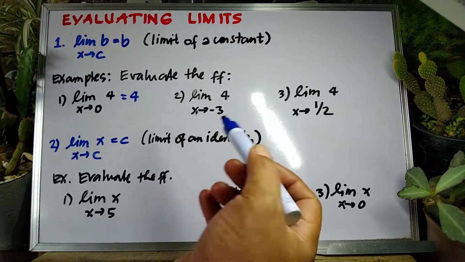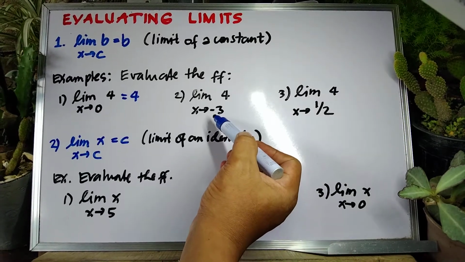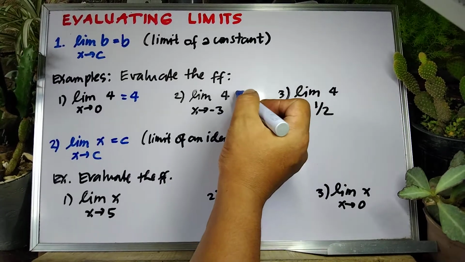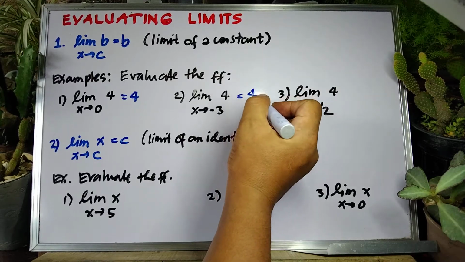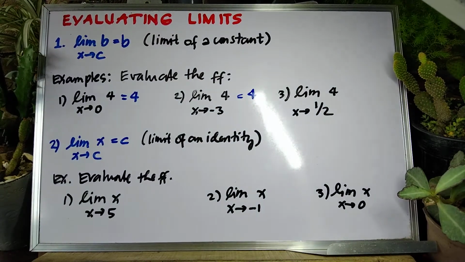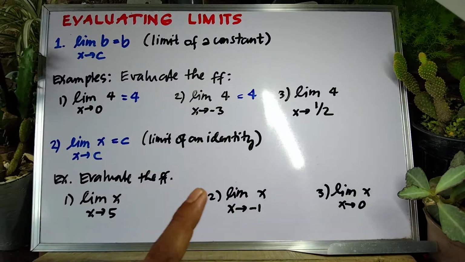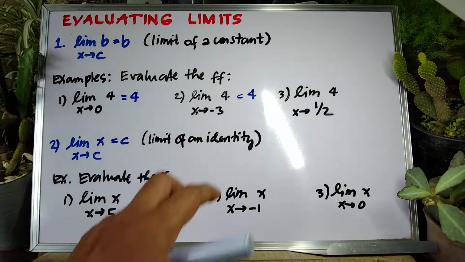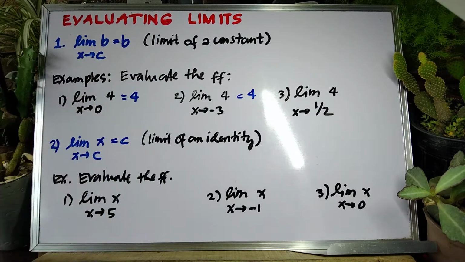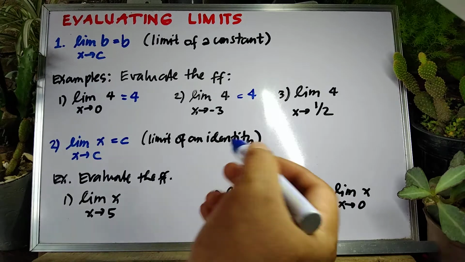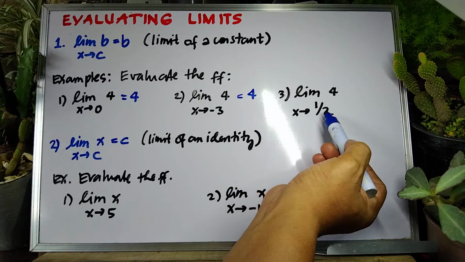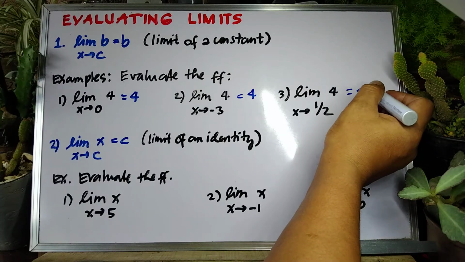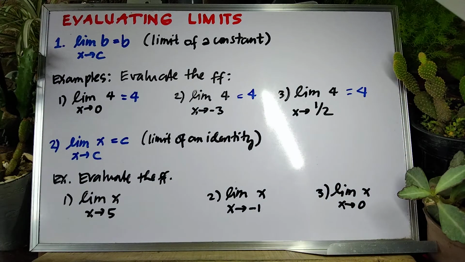Okay. How about number 2? The limit of 4 as x approaches negative 3. So, ano ba yung sagot natin? Still, si 4 pa rin. Kasi si 4 yung constant. Diba? Nakuha nyo na kung anong ibig sabihin ng theorem number 1, the limit of a constant. No, the limit of a constant is the constant itself. Okay, number 3, the limit of 4 as x approaches 1/2, 4 pa rin yung sagot ninyo dyan. Okay? I hope you got my point here.